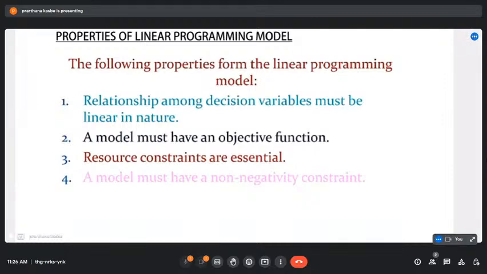The resource constraints are essential. The model must have a non-negativity constraint or condition.